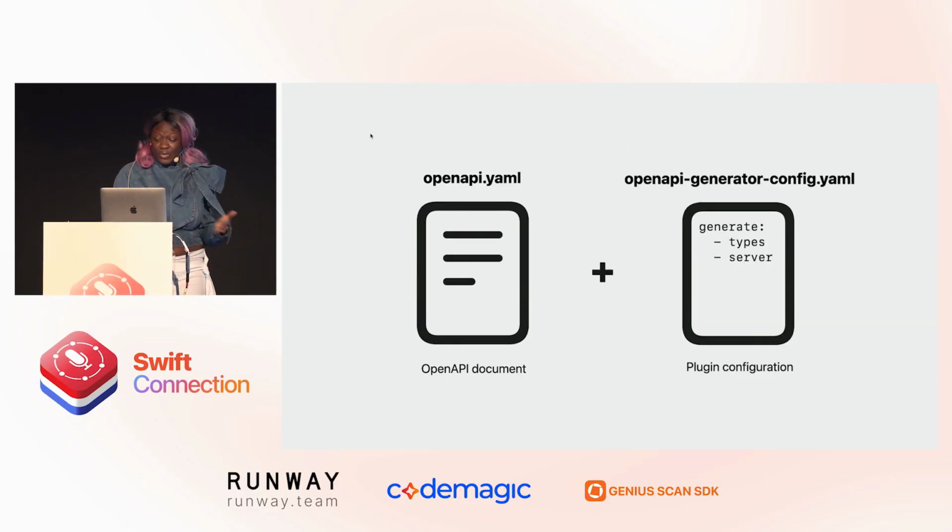To get started, we need to know that the Swift OpenAPI Generator plugin expects 2 input files in your target source directory: the OpenAPI document and a plugin configuration file. The plugin configuration is written using a concise YAML schema, which specifies the code that the plugin would generate. In this case, we'll generate types, which are the reusable types derived from the OpenAPI document. And then we'll also generate the server stubs to implement our API handlers.